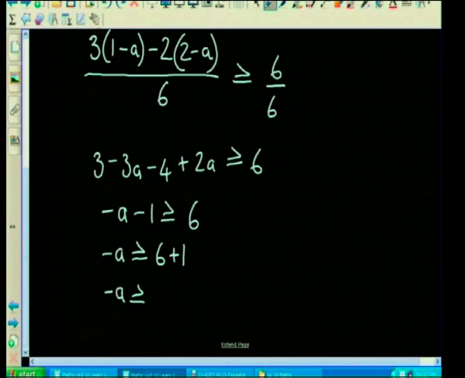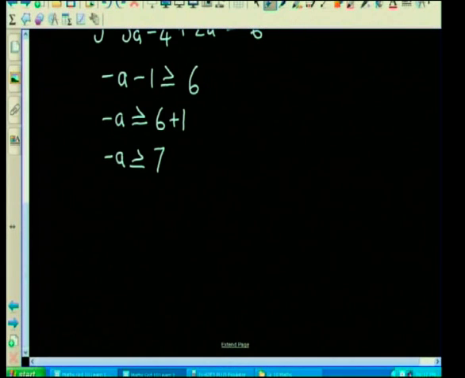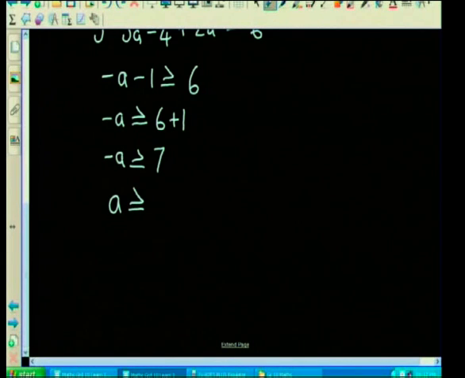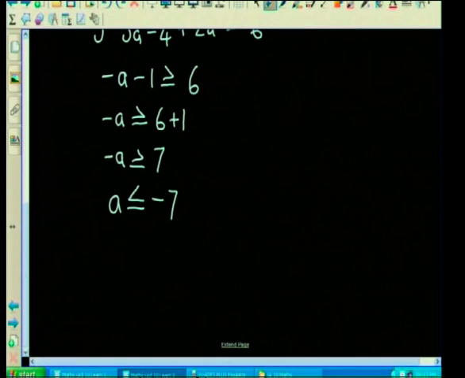We have a negative a, which means we need to change it to a positive by multiplying both sides by a negative 1. What happens when we multiply both sides by a negative 1? The sign changes direction. Well done. So that means a is going to be less than or equal to negative 7.